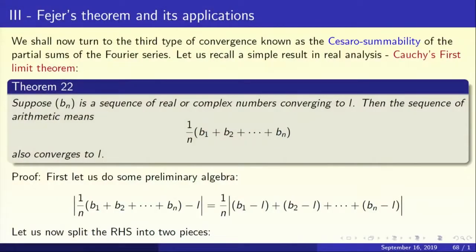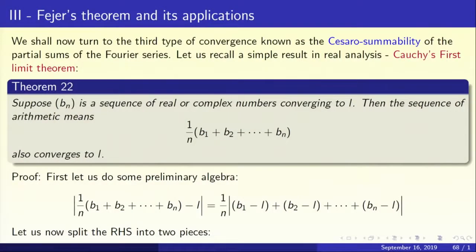You have probably seen this in your undergraduate courses, but nevertheless let us quickly recapitulate this result. This result is called the Cauchy's first limit theorem. What does Cauchy's first limit theorem say? Let us look at theorem 22 on the slide.